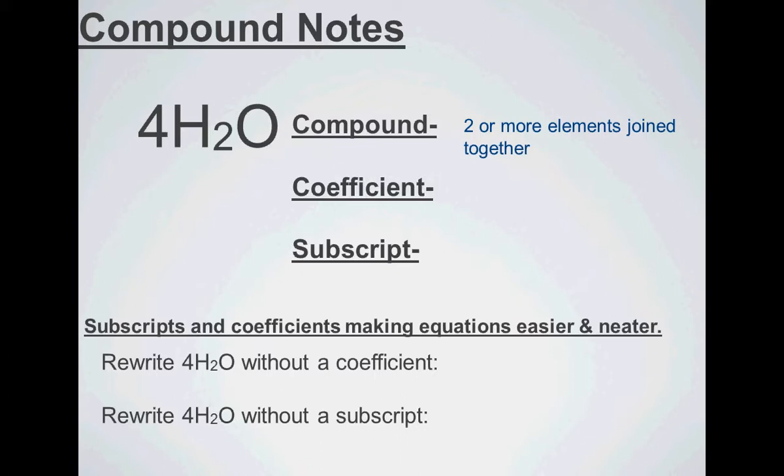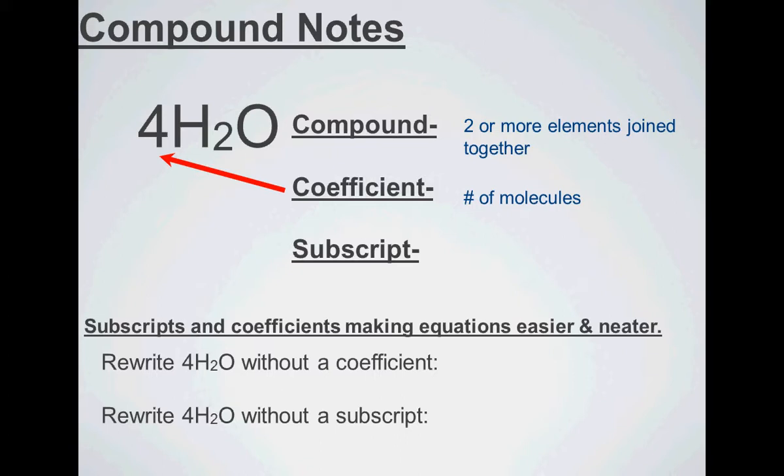When we are writing the formulas for compounds, we use numbers to indicate a couple of different things. Sometimes we may use a coefficient. A coefficient is the number that precedes the compound, that comes before it. It's written as a large, normal-sized number. What that tells us is how many molecules of that compound we are referring to. So in this case, we're referring to 4 water molecules.